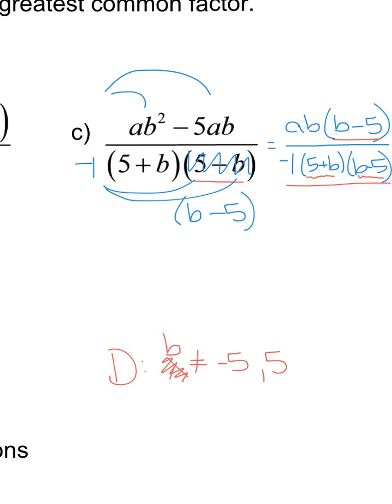After you go through the domain restrictions, then you can simplify. The b minus 5's cancel. We are left with ab on top, and then we have a negative 1 times 5 plus b on the bottom. I get this question a lot of times, do I need to distribute back in the 1? No. Today you can leave your expressions in factored form. You don't have to expand and simplify.